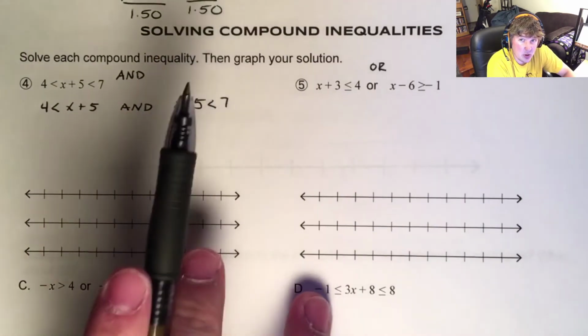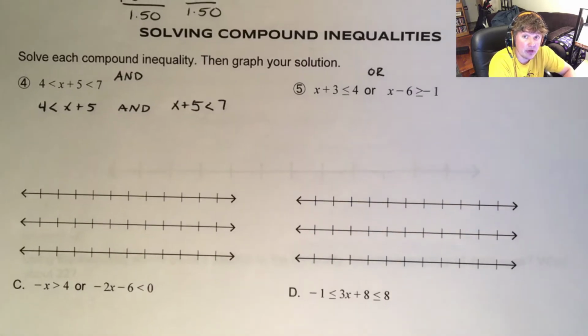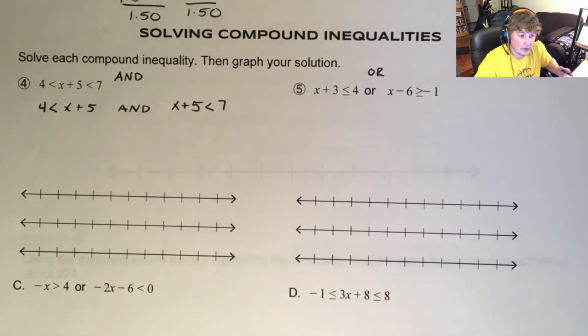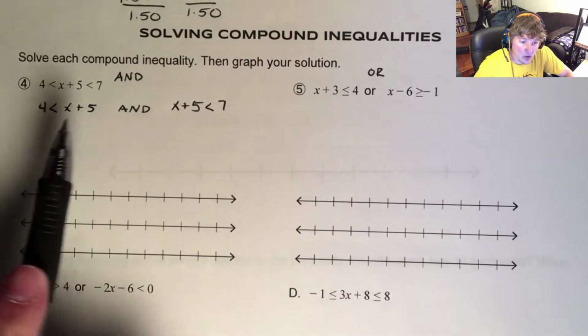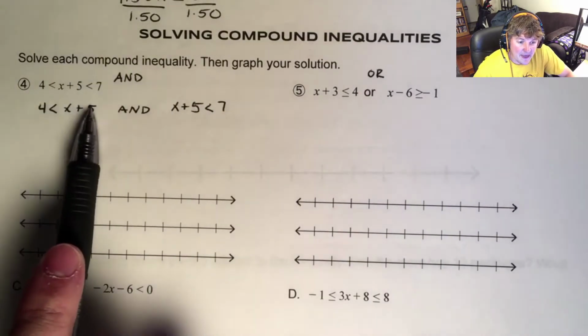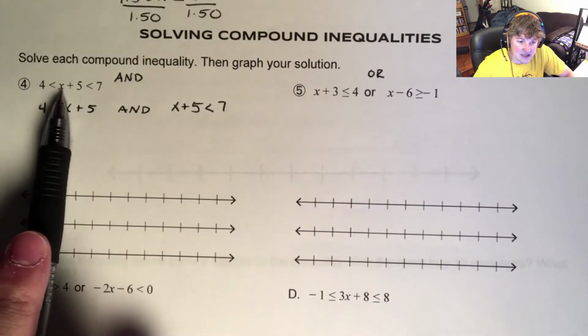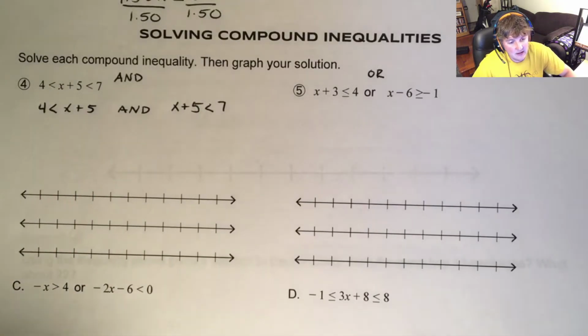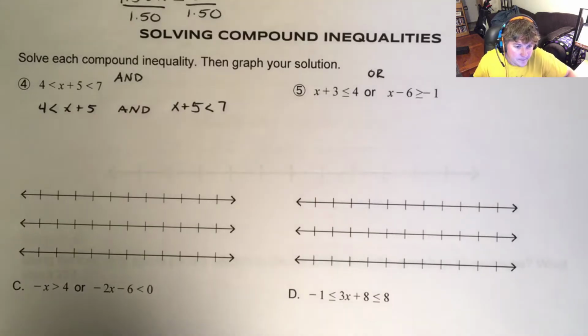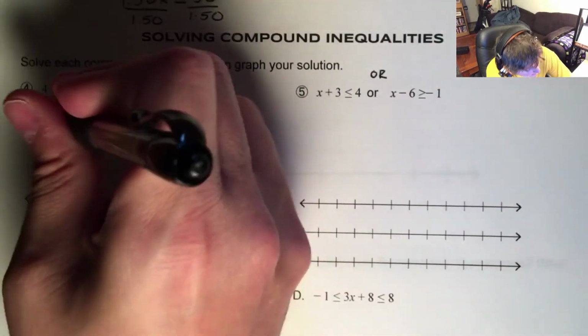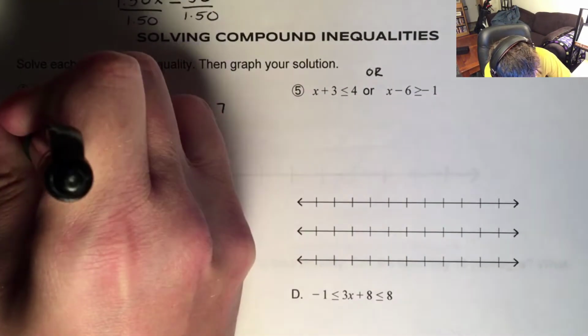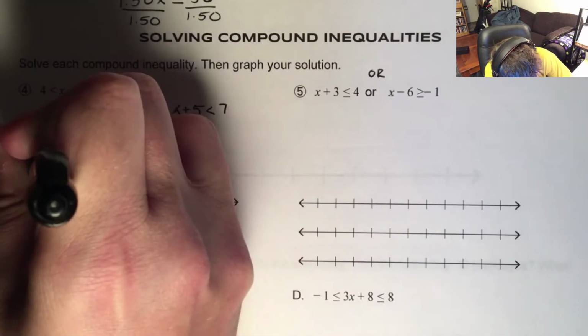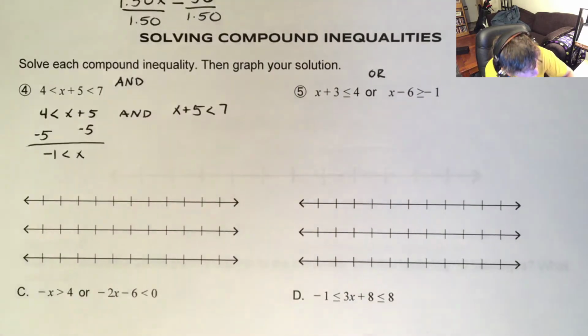So a compound inequality is quite literally two simple inequalities pushed together in one method or another. This is a simple inequality, this is a simple inequality. Then pushed together into 4 is less than x plus 5, which is less than 7. That is a compound inequality. So I'm going to go ahead and subtract 5. And then I get negative 1 is less than x.